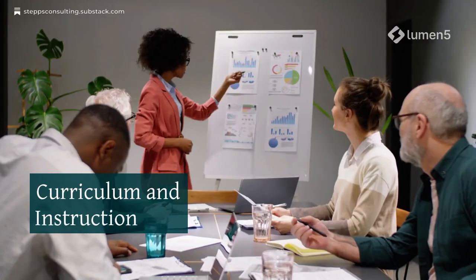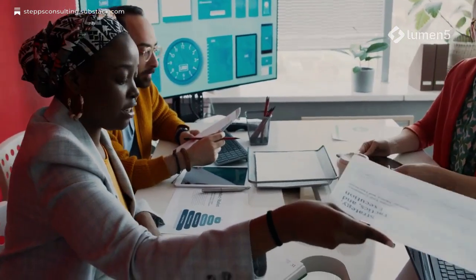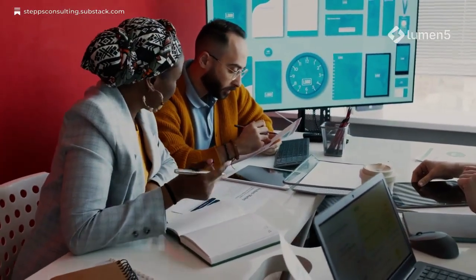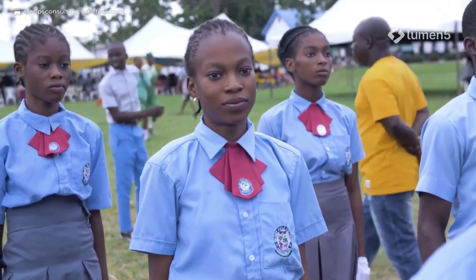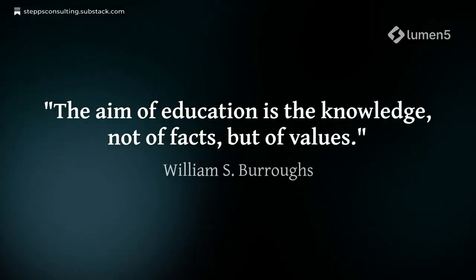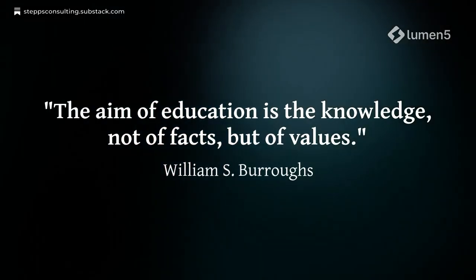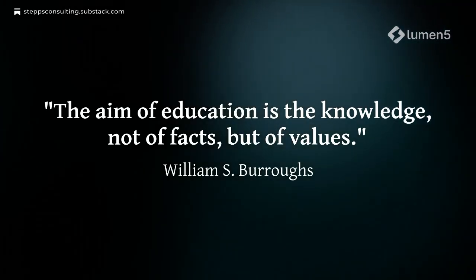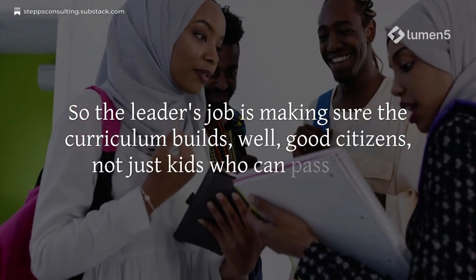Okay, so let's unpack this framework. Where do we start? Well, the first area is really the core academic engine, curriculum and instruction. The framework pushes leaders first on curriculum planning and execution. And there's a massive tension built in. You've got to align the content with rigorous national standards, but at the same time make it work for the specific local needs of your students. And the source material grounds this philosophically right away. It's not just about ticking boxes. It makes leaders think about that William S. Burroughs idea: the aim of education is the knowledge, not of facts, but of values. So the leader's job is making sure the curriculum builds good citizens, not just kids who can pass tests.